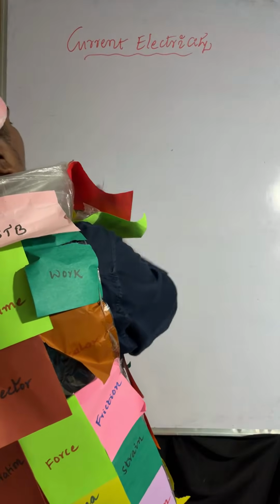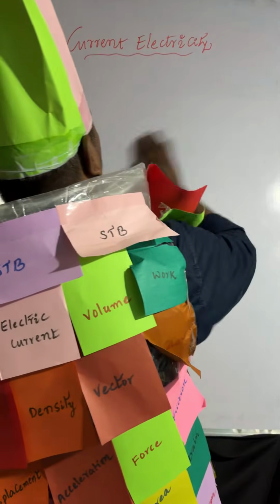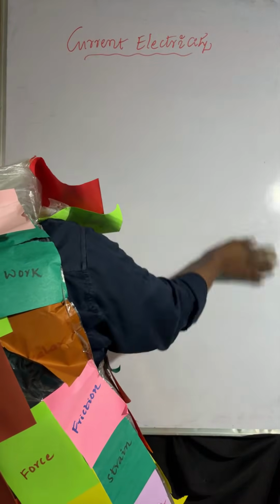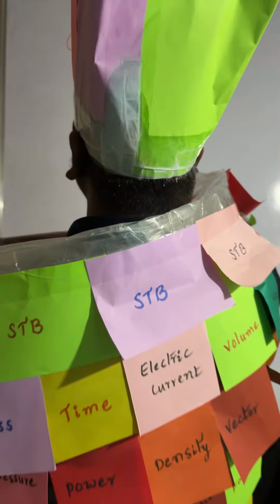So what we discussed till now? Electric current, drift velocity and relaxation time. And after that, current and drift velocity. Next one, resistance and resistivity.